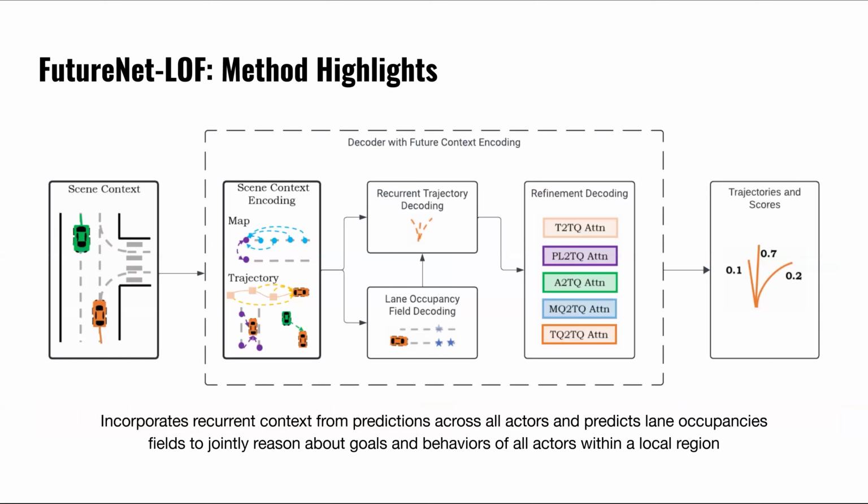Okay, so FutureNet LOF incorporates recurrent context from predictions across all actors and predicts lane occupancy fields to jointly reason about goals and behaviors of all actors within a local spatial region. Interestingly, although this is a single agent forecasting method that achieves the top performance on the AV1 and AV2 single agent forecasting leaderboards, it also shows incredibly strong performance on the AV2 multi-world forecasting challenge without ever explicitly being defined or designed for this task.